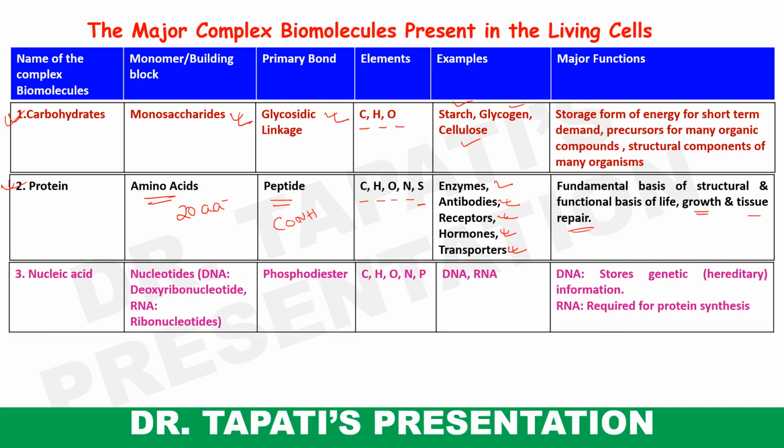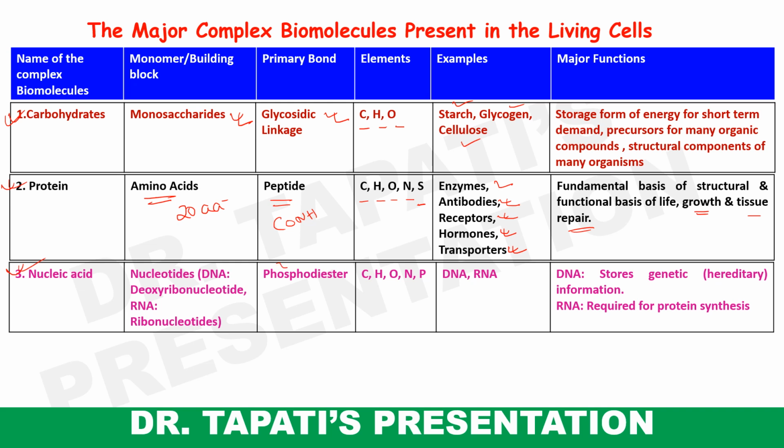Next major complex biomolecule is nucleic acid. Nucleotides are the monomers of nucleic acid. In case of DNA, it is deoxyribonucleotide. In case of RNA, it is ribonucleotide.